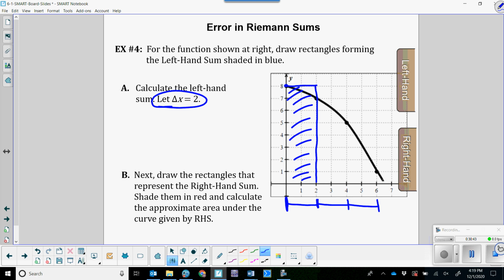Okay, then I'm going to go to my next interval. So my next interval is 2 to 4. So I go to the left-hand side, which is right here, and then I'm going to make a rectangle that goes over to the right-hand side and down, and then I'm going to lightly shade in that area. And then my last interval goes from 4 to 6. So I'm going to go from 4 over to 6, and then I'm going to lightly shade in again. Okay, so this would be the rectangles that represent that left-hand sum.